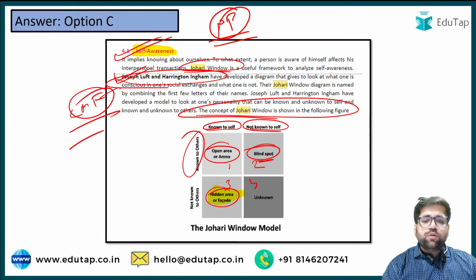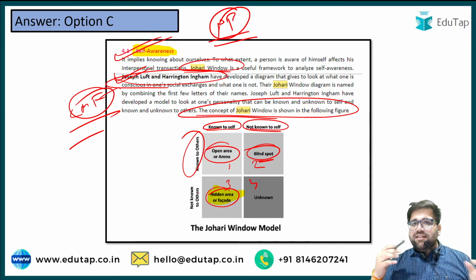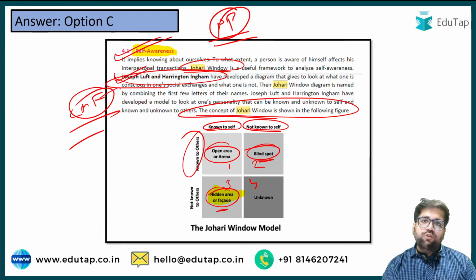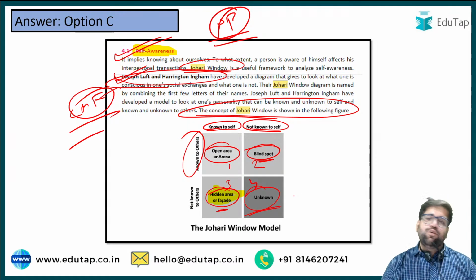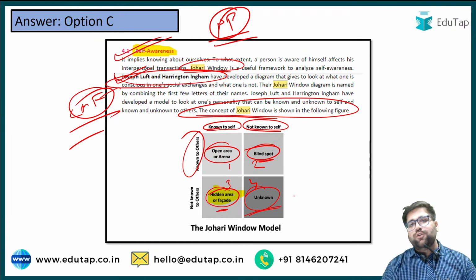The third is also known as hidden area or facet. Under this particular area, I will hide those qualities from the external public. Okay, so I know about myself, but my public doesn't know about myself. And the fourth is unknown. No one knows anything about anyone. So you also don't know about yourself, even the public also don't know about yourself.